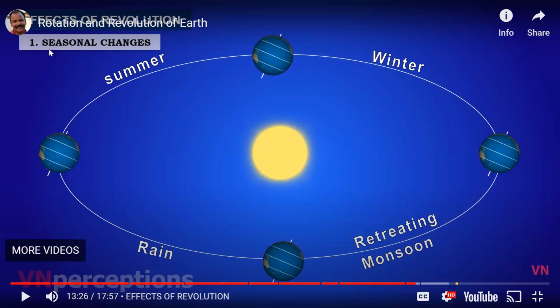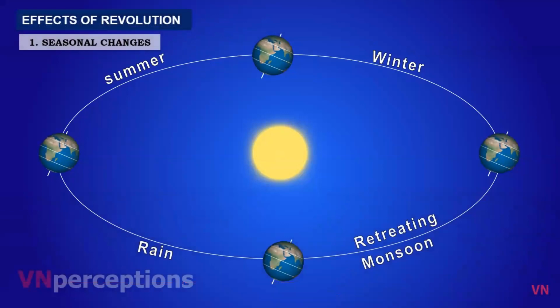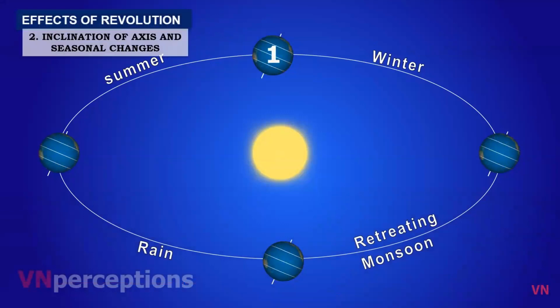If we do not have revolution, what will happen? Will we have these four seasons? We will not have. Don't worry, I will not put pressure on you. Okay, I understand. How does this happen? Suppose we take these four positions of the Earth. In the first position, the date is 21st of March. In the second position, it is 21st of June.